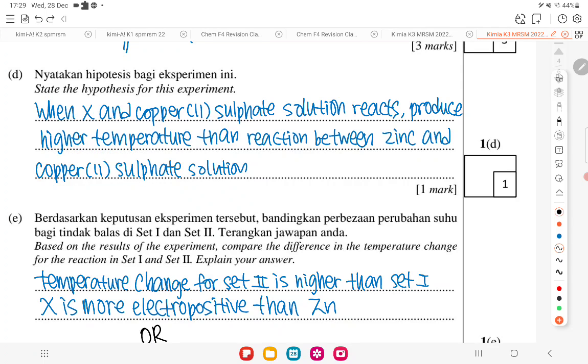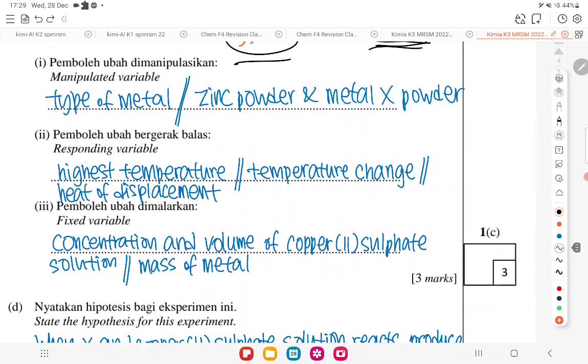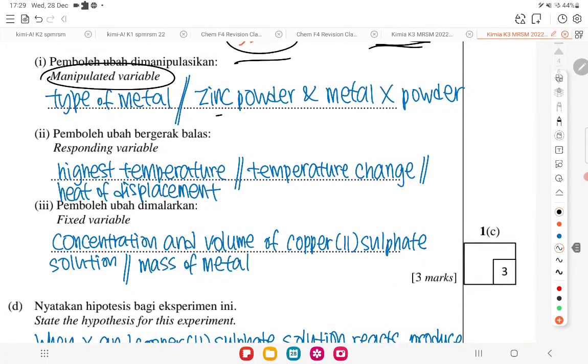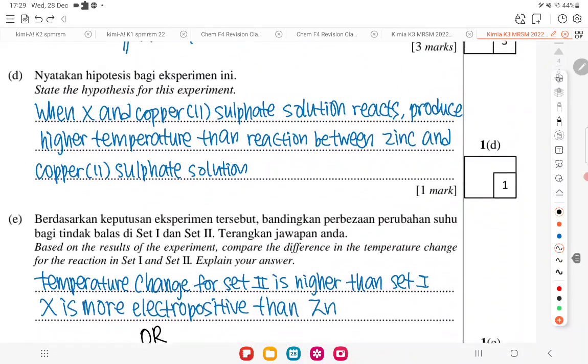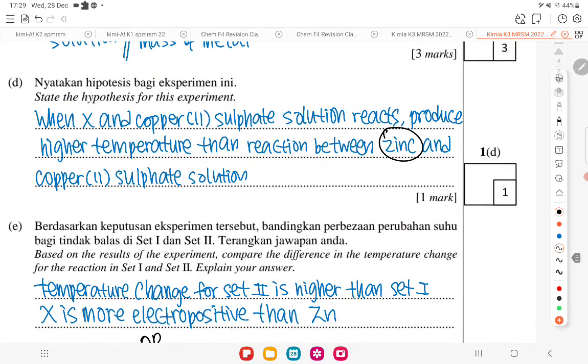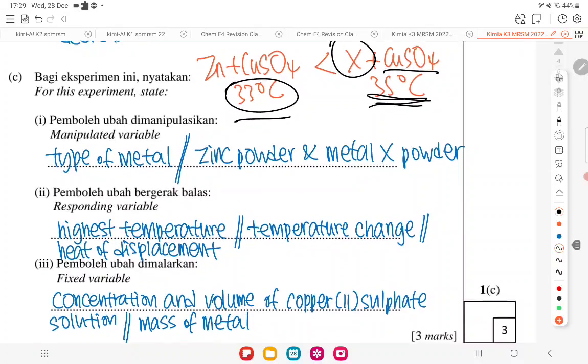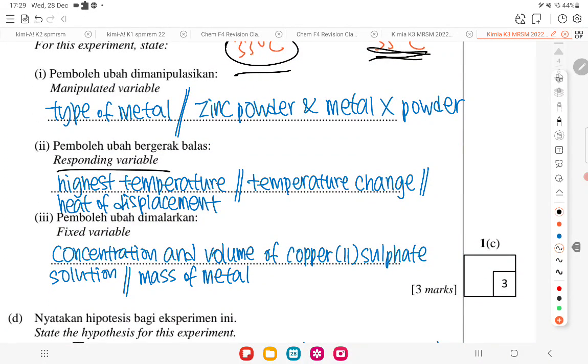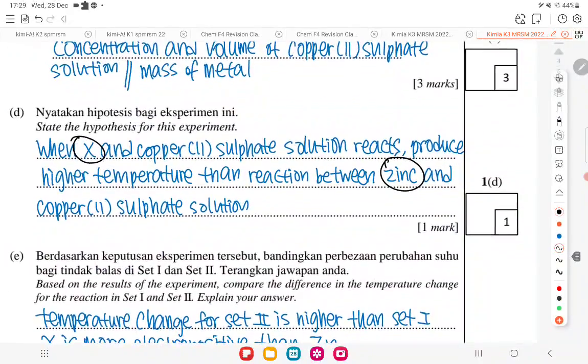So a very clear relationship. What is my manipulated variable? The zinc and metal X. I mentioned when I use the zinc and when I use the metal X, and I also relate it with my responding variable. What is my responding variable? Highest temperature, or you can say temperature change. Okay, so you see the temperature is what?